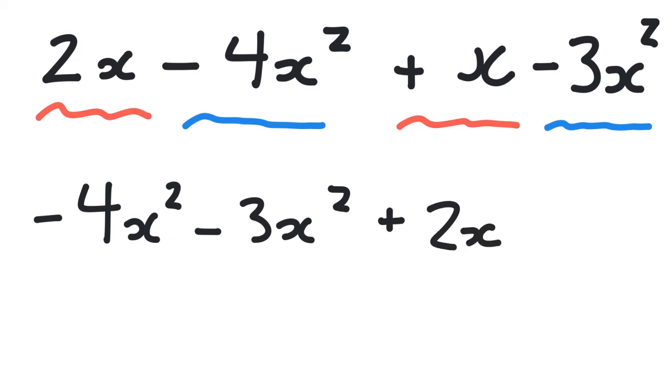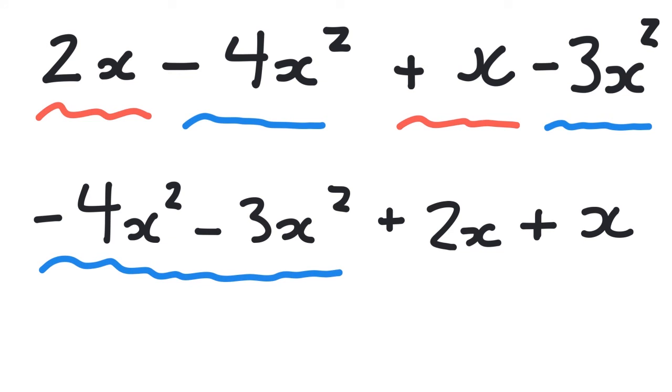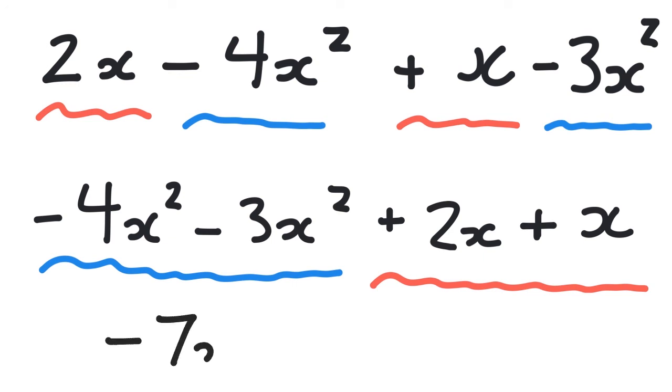Plus 2x plus x. And here are my x squareds. And now I just need to combine things. Negative 4x squared minus 3x squared. We're subtracting and we're becoming even more negative. So it's negative 7x squared and then 2x plus x.